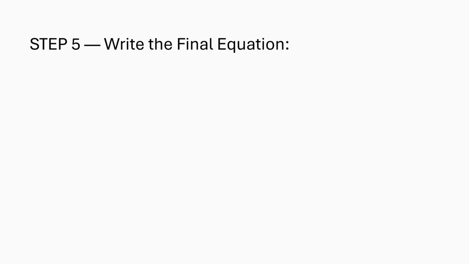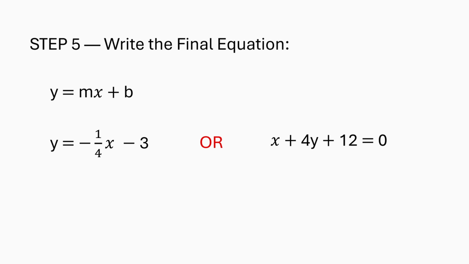Step 5. Write the final equation. Now that we have found the value of b, we can write our final equation using y = mx + b. y = -1/4 x - 3. Or you can also rewrite it in standard form: x + 4y + 12 = 0.